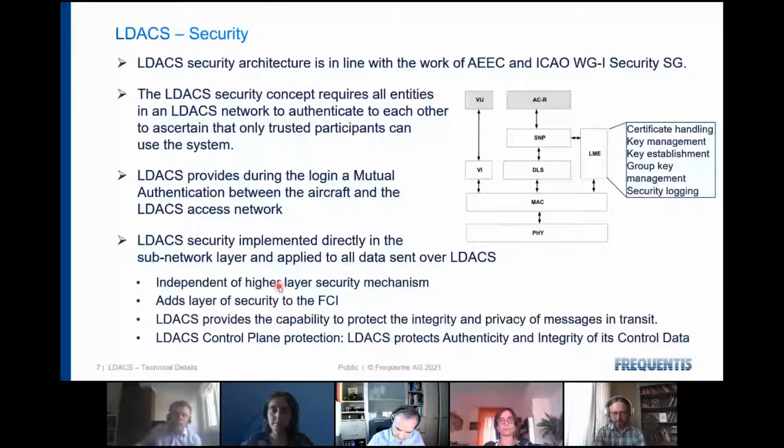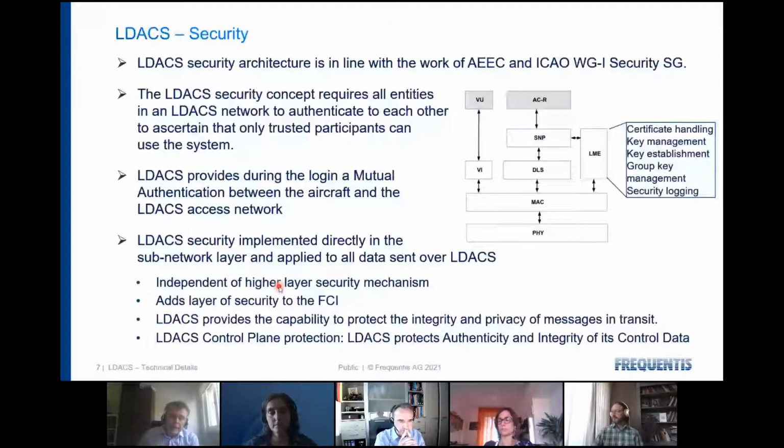Okay, coming now, one slide about security. The LDACS security architecture is in line with the work of the AEC IPS subcommunity and the ICAO working group I security subgroup. It is important for this LDACS security concept that all entities in an LDACS network are authenticated to each other, so that only trusted participants can use the system. That means a prerequisite is that all the LDACS elements in the access network need to be authenticated to each other. And if an aircraft enters an LDACS cell, during the login, a mutual authentication is required. That means the aircraft needs to be authenticated by the ground system, and also the other way around.